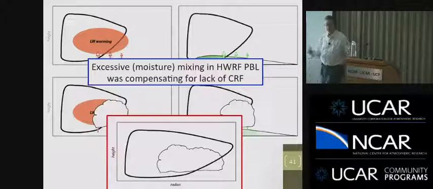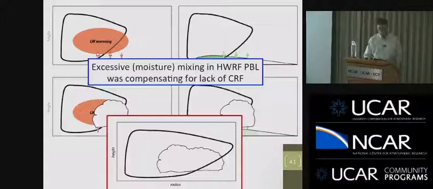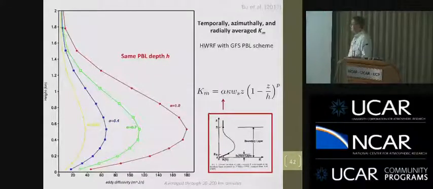Then the storms were way too big, and so the next approach there was to reduce the mixing. But the mixing was there basically inadvertently and somewhat fortuitously making up for the cloud radiative forcing bug. Okay, so let me continue.